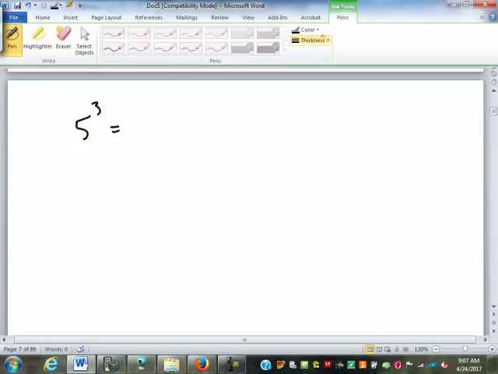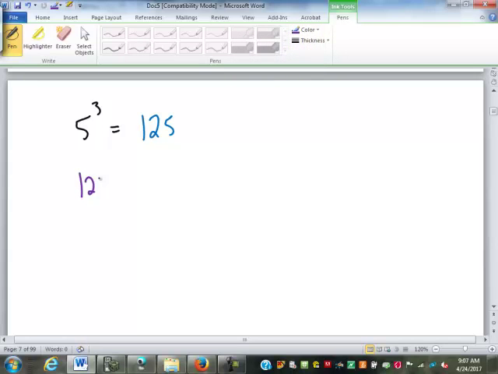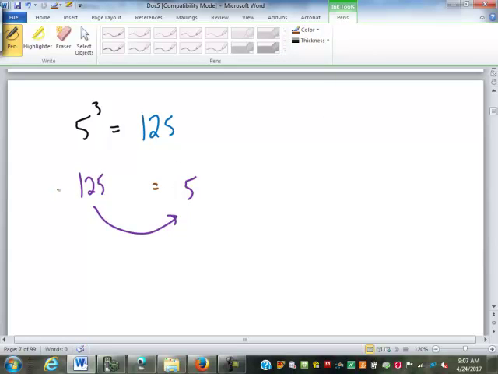5 to the power of 3 equals 125. How do I get from 125 back to 5? It's not going to be a square root, it's going to be a cubed root. That little 3 in front here, it's called an index.